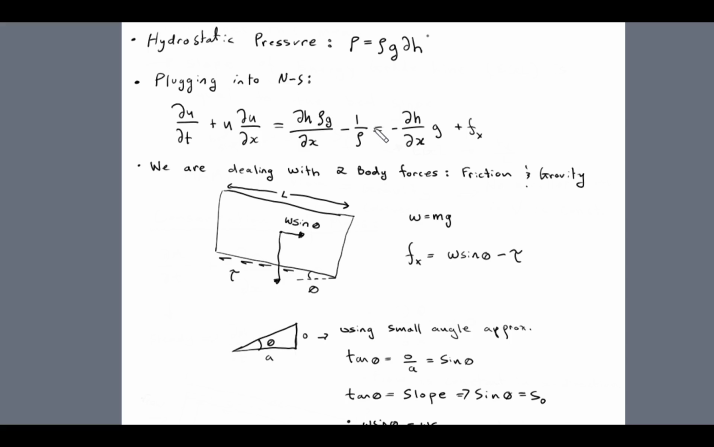I should technically have my body forces on this side. I forgot to add it here. My apologies. So pretend that this is plus body forces f subscript x equals the change in, which this is just a simplification of this, so canceling out rho is just going to leave you with negative delta h over delta x times g plus your body forces.